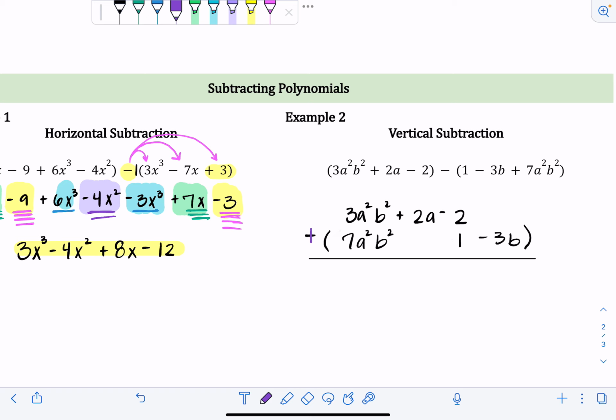Okay, so one more time, I change my minus to addition. And then I flip all of my signs. So this becomes minus, minus, plus. And then now I go left to right, and I just have to add my coefficients now that the like terms are lined up. So I would do 3 plus negative 7, that's negative 4, and then my variables and exponents stay the same, a squared, b squared. And then right here, I'm not subtracting or adding anything to the 2a, so I just copy that down, it stays the same.